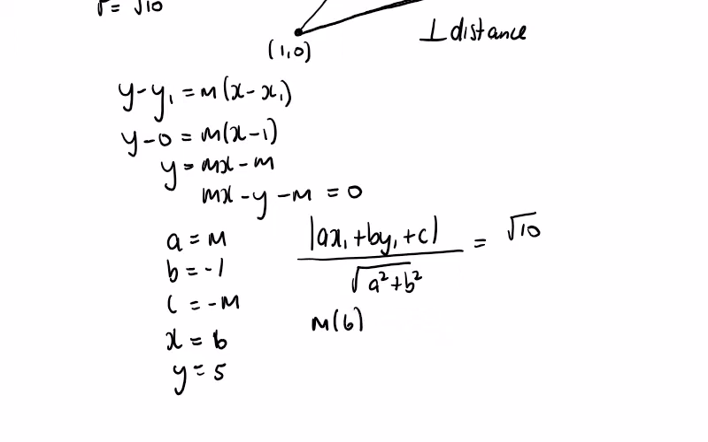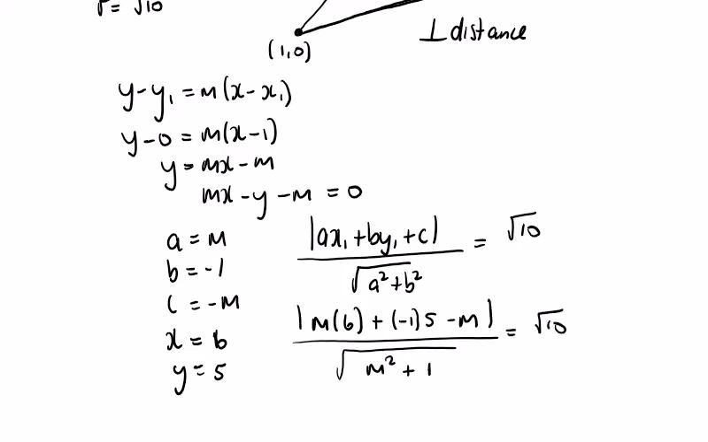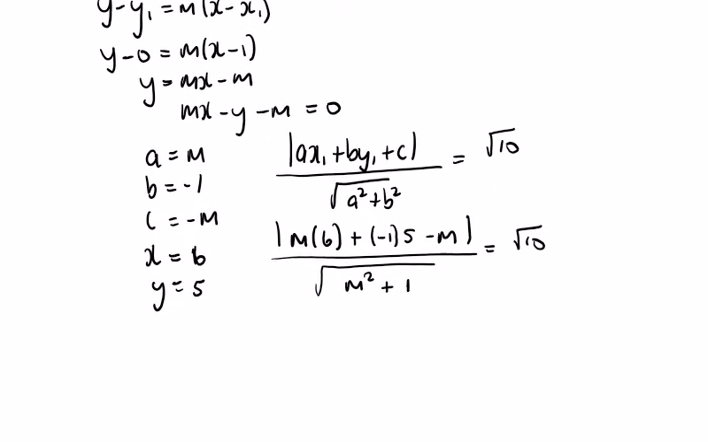m times 6 plus b, which is minus 1 times 5, plus c, which is minus m, over the square root of a squared plus b squared, which is m squared plus minus 1 to b squared, m squared plus 1. And this is going to be equal to root 10. And it's the absolute value. So I have 6m minus m minus 5. So that's going to give me 5m minus 5 on top.